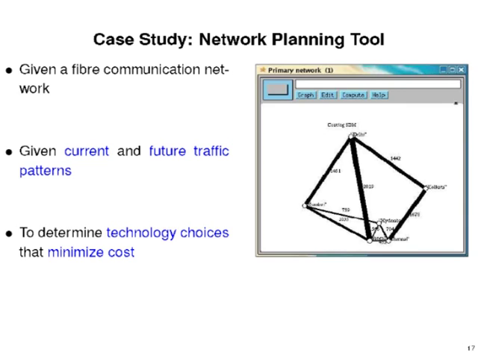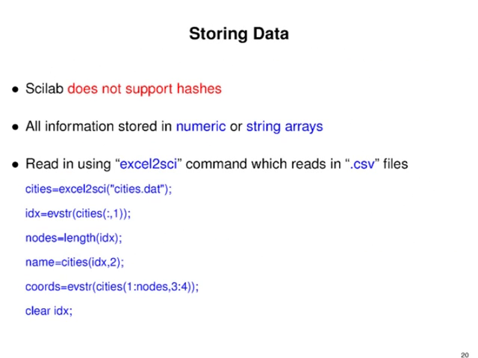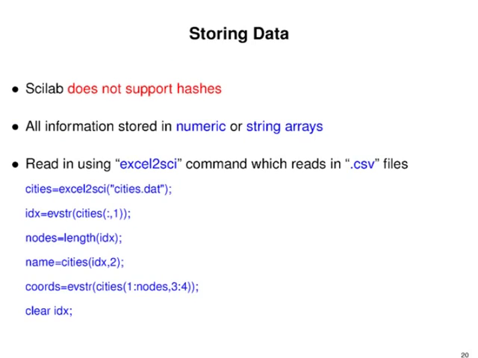Another example, using graphs to present network traffic. So I have to store a lot of data about the problem, and I need to plot this graph. Well, one problem is that Scilab doesn't support associative memory, like Perl does. So you have to store it in arrays. But luckily, Scilab has both numeric and string arrays, so you can do almost as good a job as you would do with some of the other packages. The most convenient way of reading in database information is using a command that can read .csv files, comma-separated files.